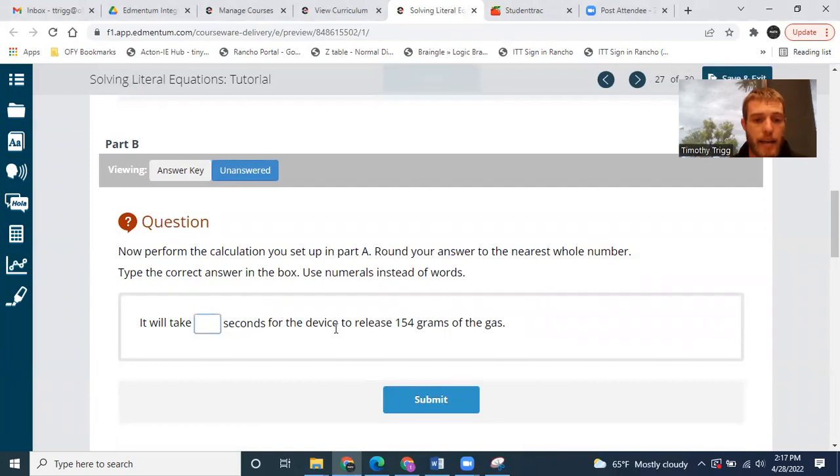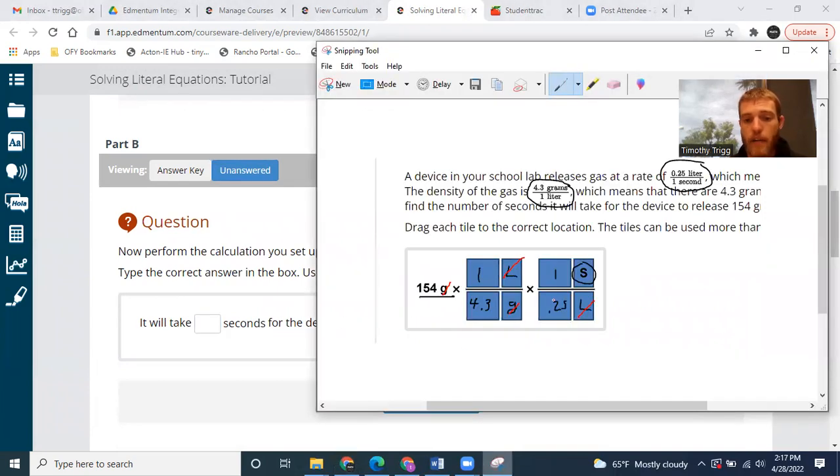It will take blank seconds for the device to release 124 grams of the gas. So here, now we just need to find our answer. Remember, you multiply the numerator times numerator times numerator. So in this case, that's 154 times 1 times 1. So that's 154.